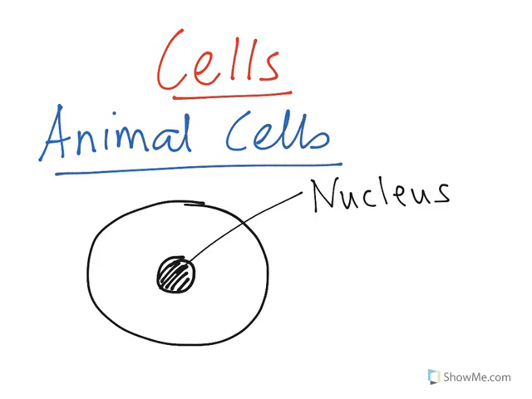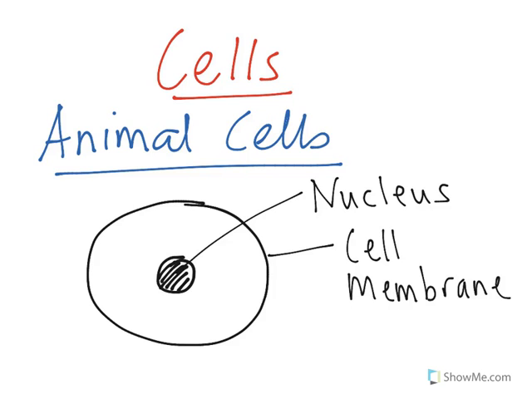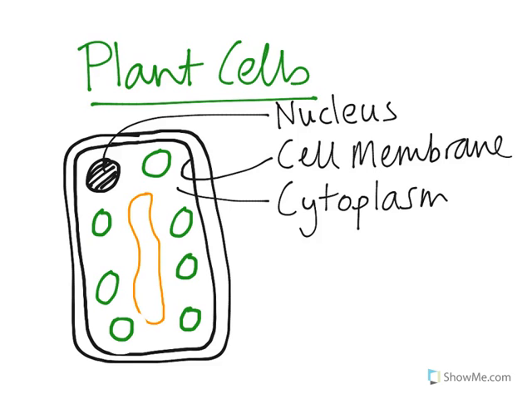So there are three main parts to animal cells, the first part being the nucleus, which controls the cell's activities and contains DNA, the genetic code. Next there's the cell membrane, which controls the passage of substances into and out of the cell. And next there's the cytoplasm, where all the chemical reactions which keep the cell alive take place.